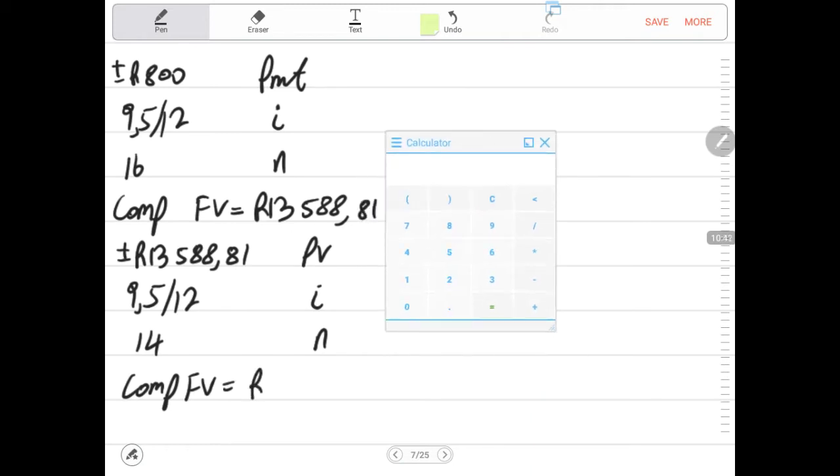Then again we have to say second function alpha 00 to clear the memory. Plus minus 13,588.81 is the present value. 9.5 divided by 12 is our interest. 14 is n. Then we compute the future value. Now we get the future value of 15,174 and 91 cents.